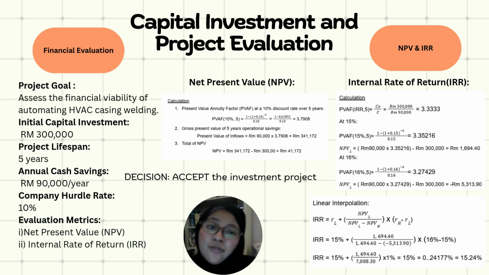I'll be explaining about the capital investment and project evaluation. Let's take a look at the financial evaluation. The goal is to assess the financial viability of automating HVAC casing welding. The machine costs about 300,000 upfront, but it is expected to last for 5 years and bring in 90,000 in net savings every single year.